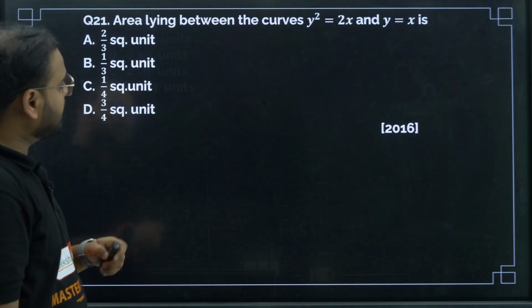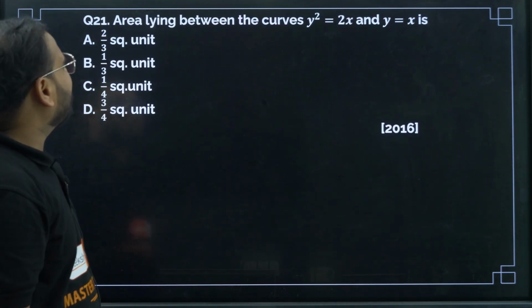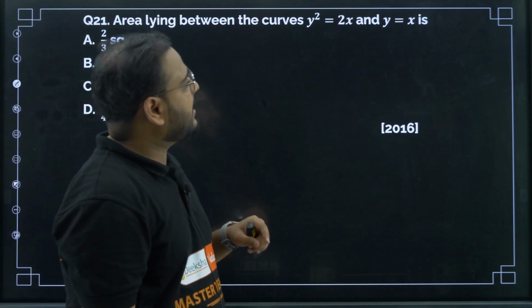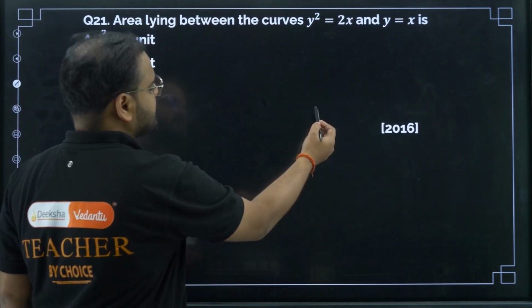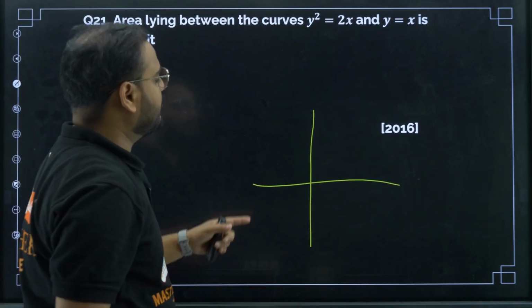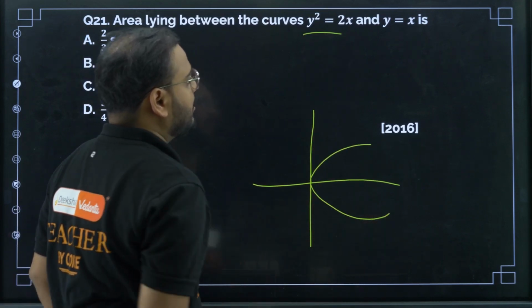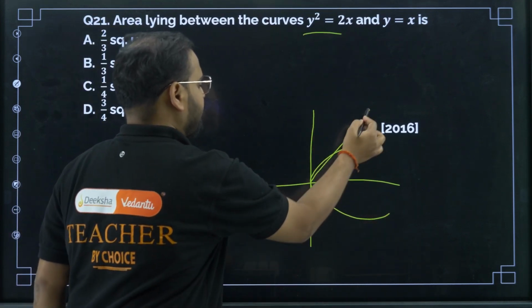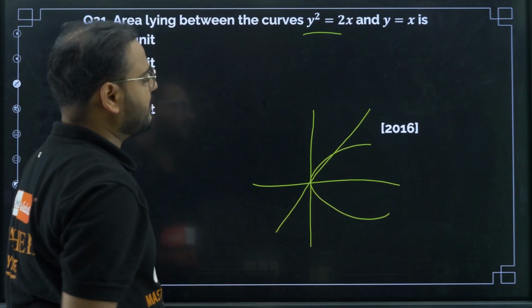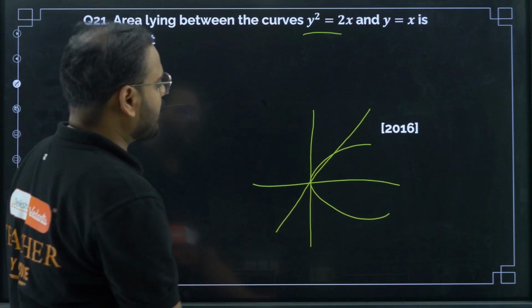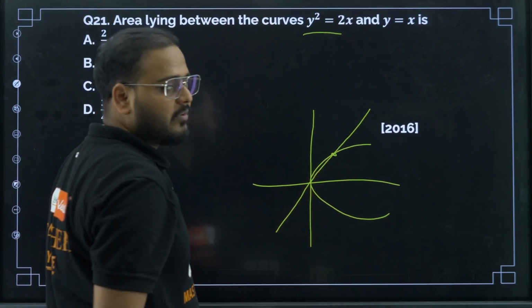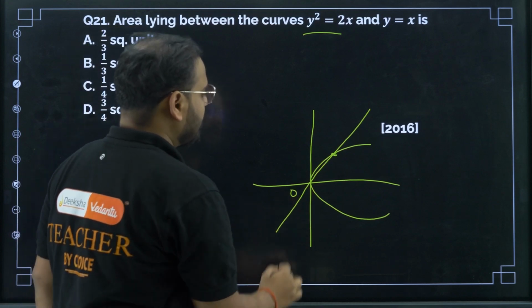Okay, simple. Question 21. Area lying between the curves this and this. Okay, we have to draw the graph in this case. This graph will be a parabola, y is coming symmetric about x axis. Y equal to x is this line. Okay, now we have to find this coordinate, then only we can find this area.